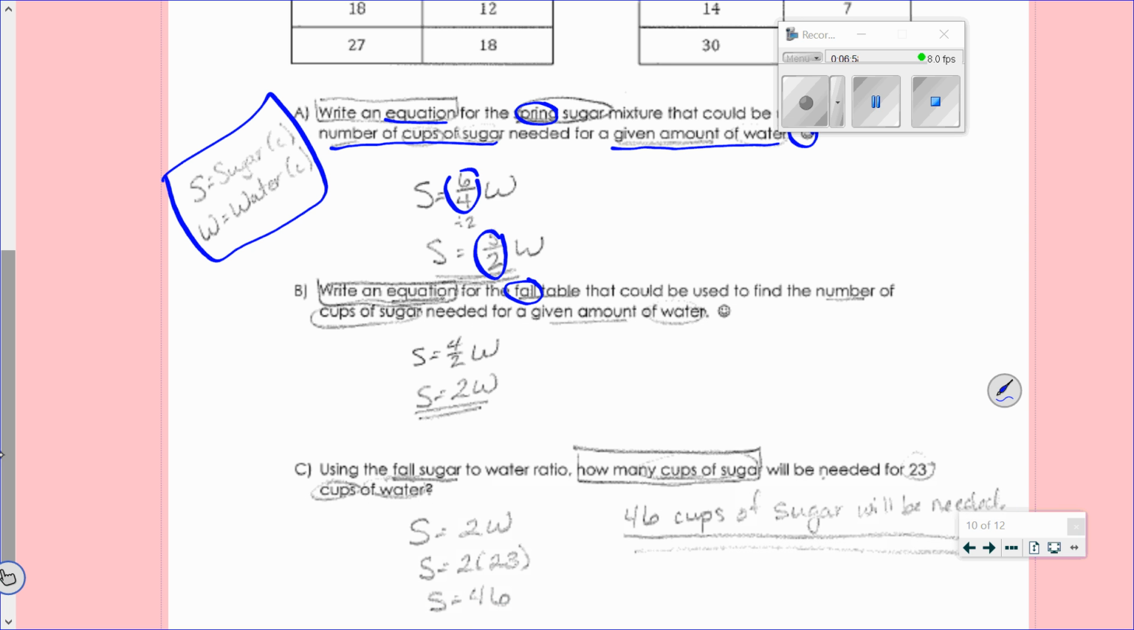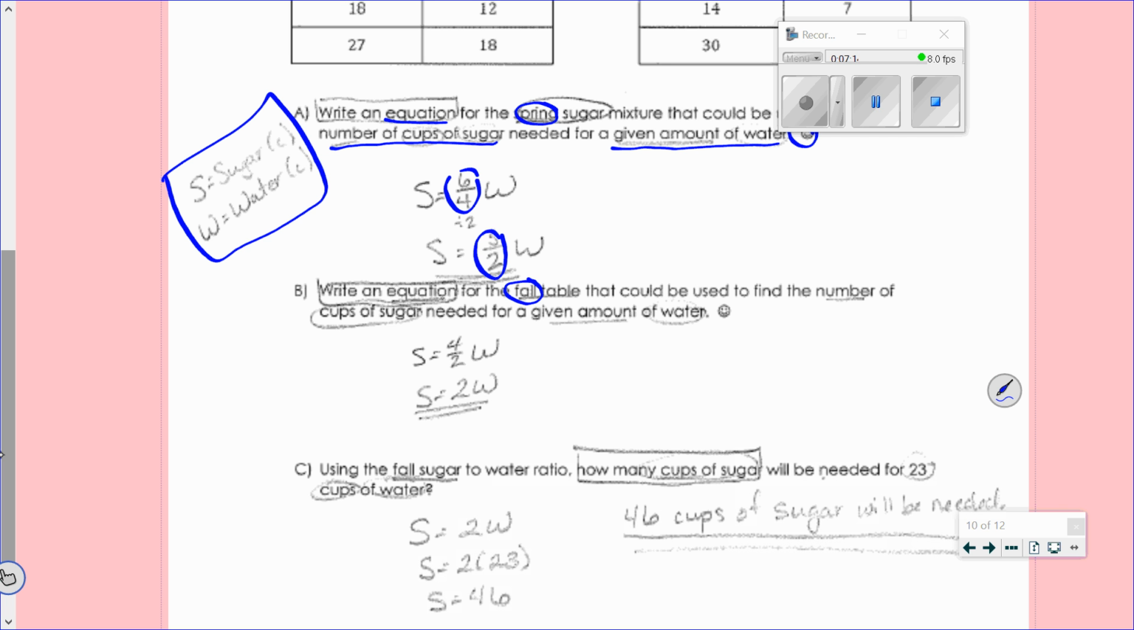Do I have to redefine my variables? No, I'm using the exact same ones. If I did redefine my variables, would I count it wrong? No. So if you want to be safe, just do it every time. But if you've identified the variables and you're not changing what they mean, you don't have to re-identify them on that page, okay?